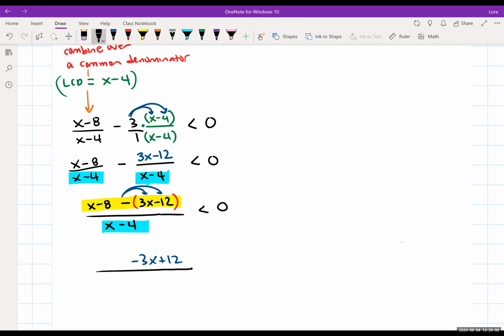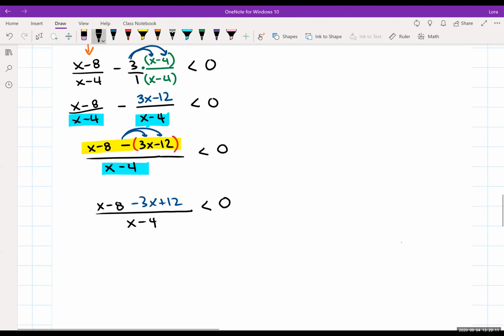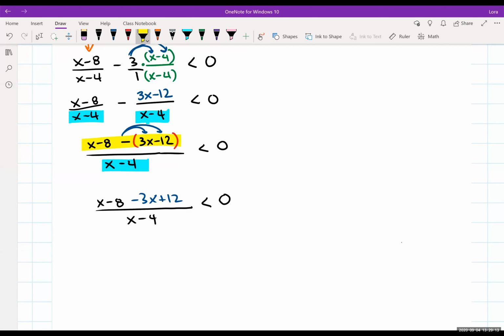And still, I had the x minus 8 in front, and I still had the x minus 4 in the denominator, still compared to 0 as less than 0. So once we distribute to get rid of the parentheses, now it's a matter of combining like terms. So we see we have x terms and we have constant terms.